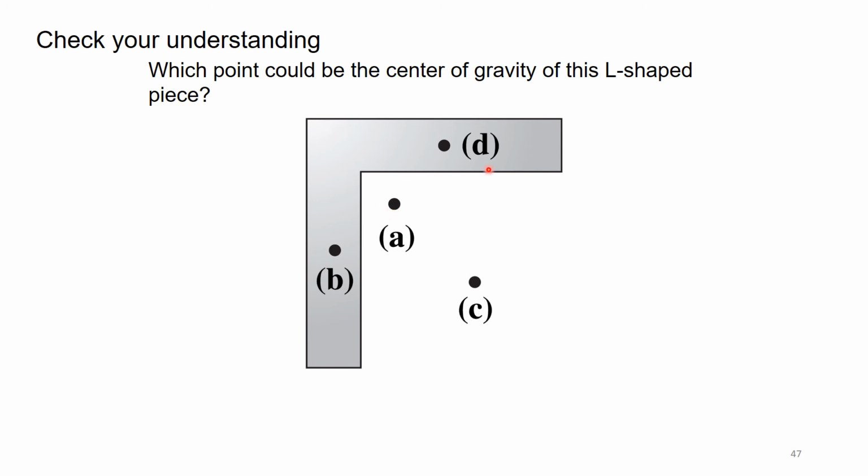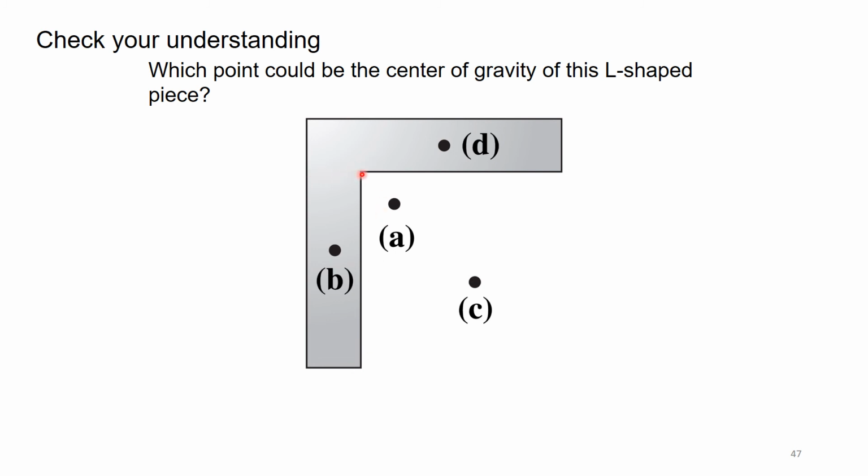So let's look at the two rectangles separately. Let's start with the upper rectangle. If you look at the upper rectangle by itself only and pretend that the lower rectangle doesn't exist, you will see the center of gravity of this upper rectangle is close to point D, maybe exactly point D, okay? And similarly, let's just look at the lower rectangle by itself.